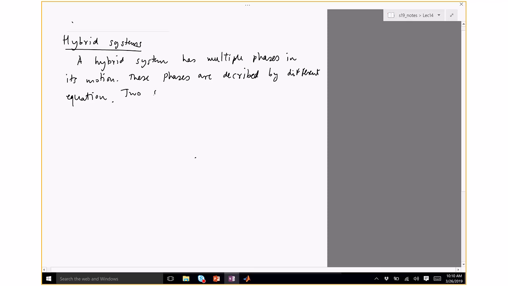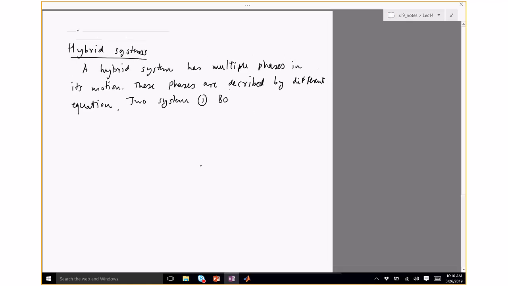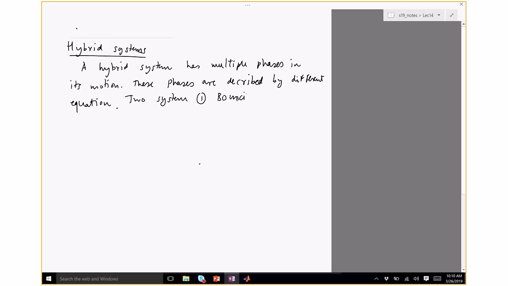Two systems. One is a bouncing ball. And two is a pogo stick or a spring mass hopper or a hopping robot. Okay, let's first talk about the bouncing ball.